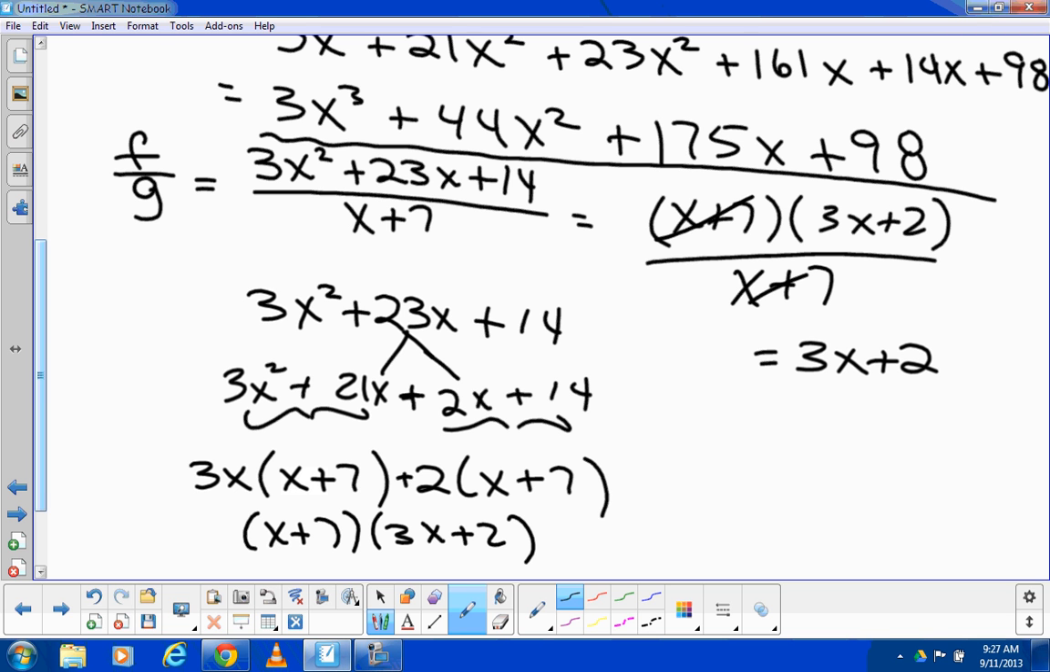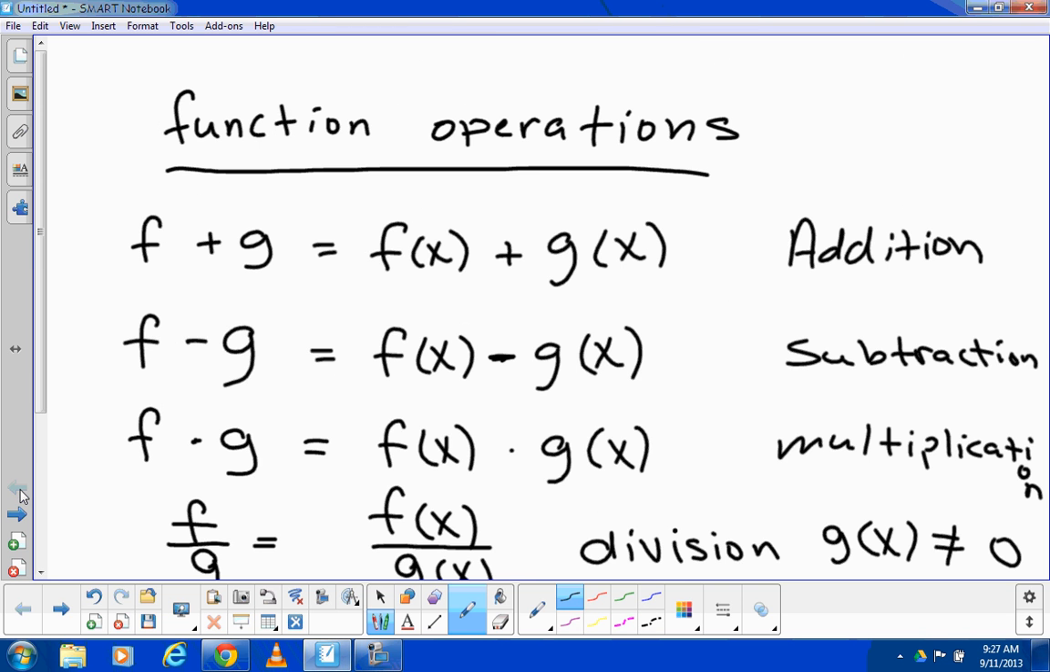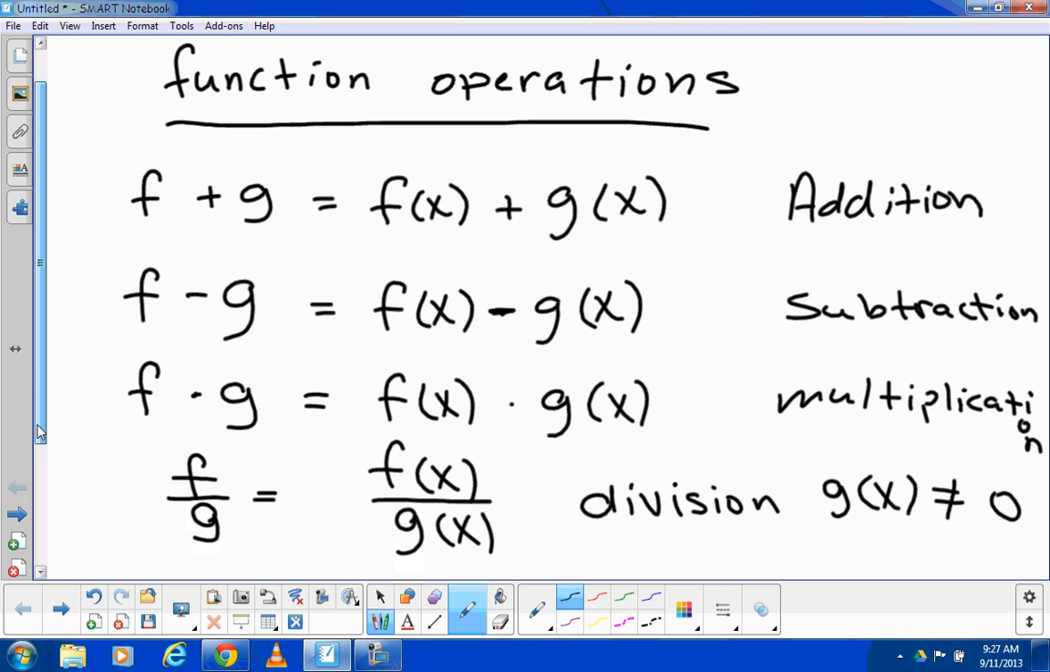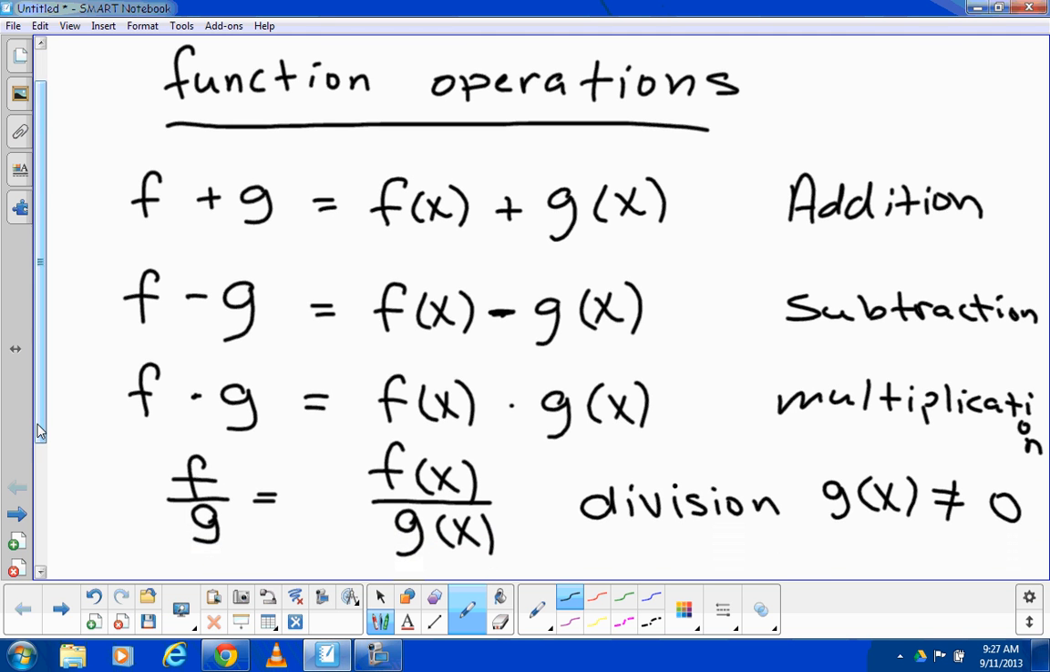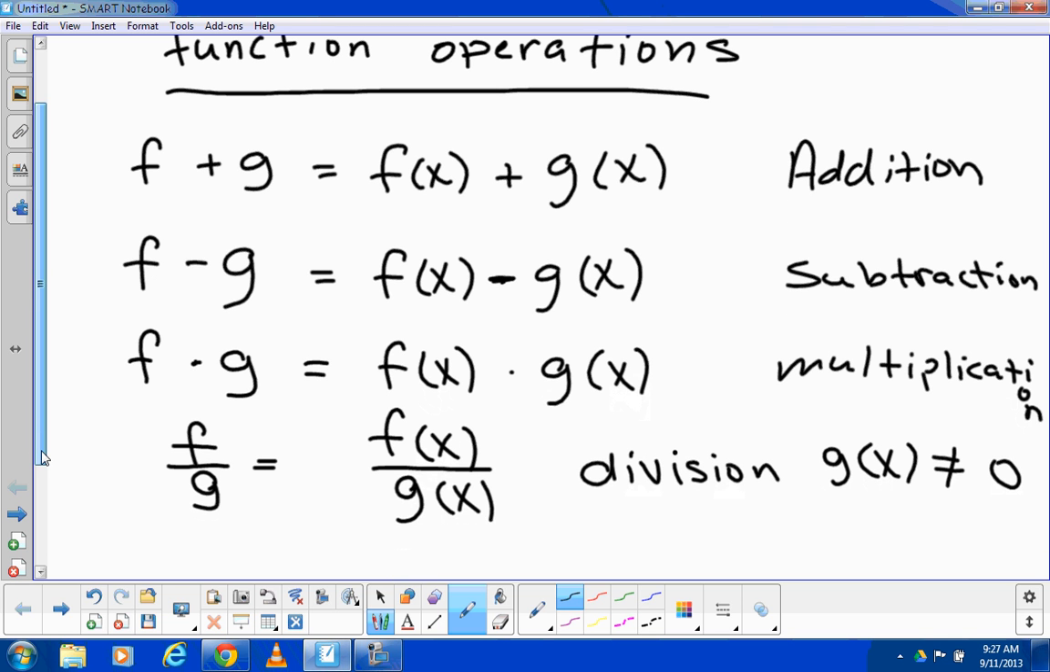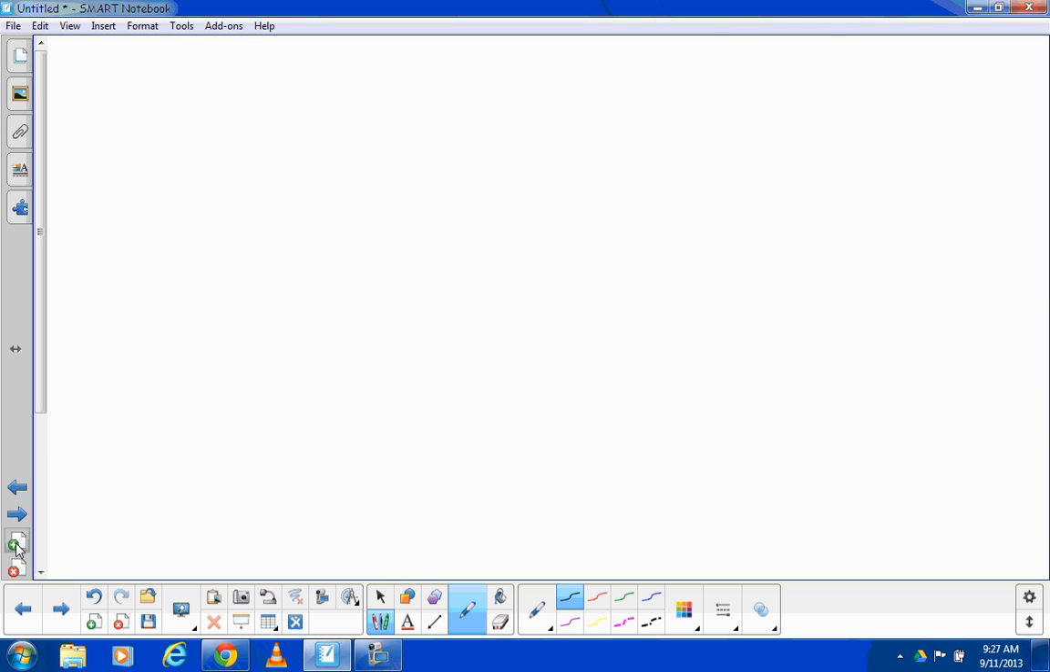Now, I'm going to go back to my first slide here, and we're going to look at the domain. Okay, so these are my function operations. Let's talk about the domain of them. Now this is going to bring in something that was on your quiz yesterday, which some of you, I don't think you grasp yet, so maybe you can kind of get it today.